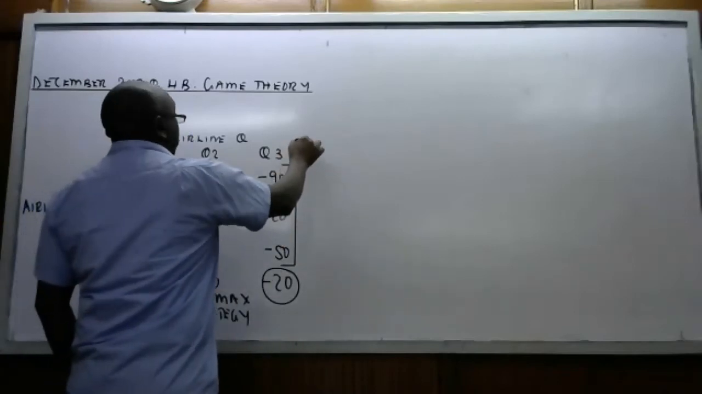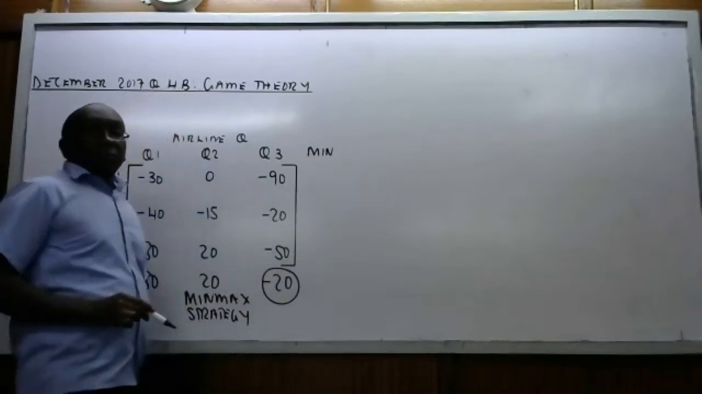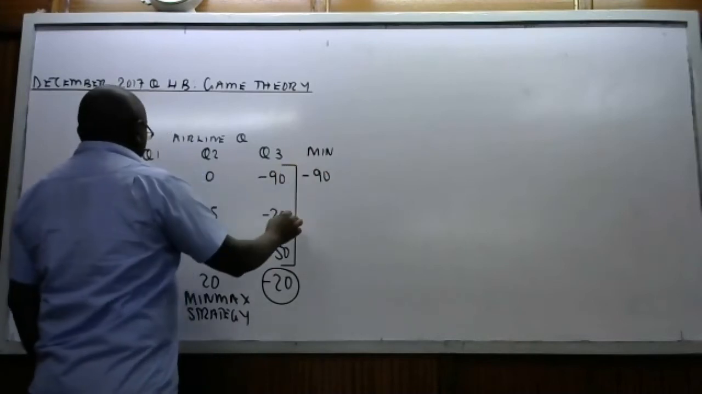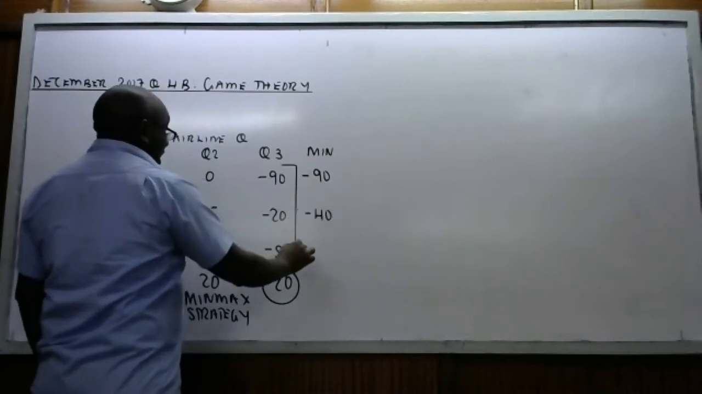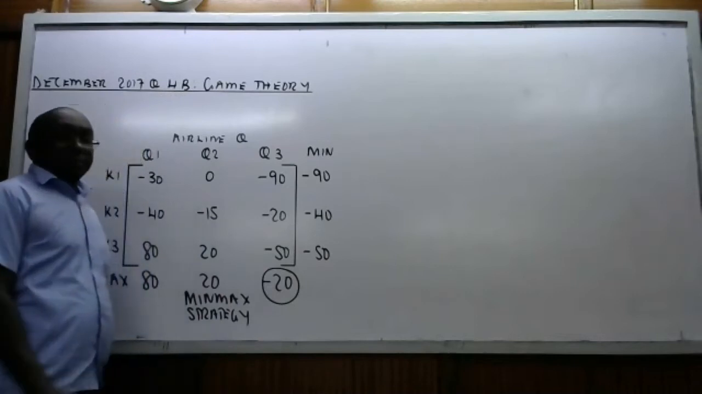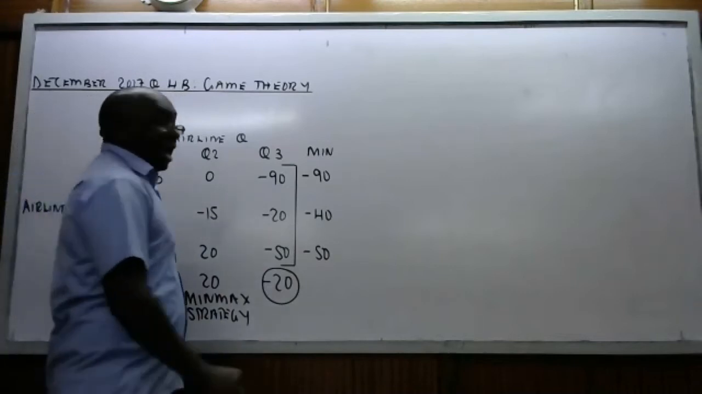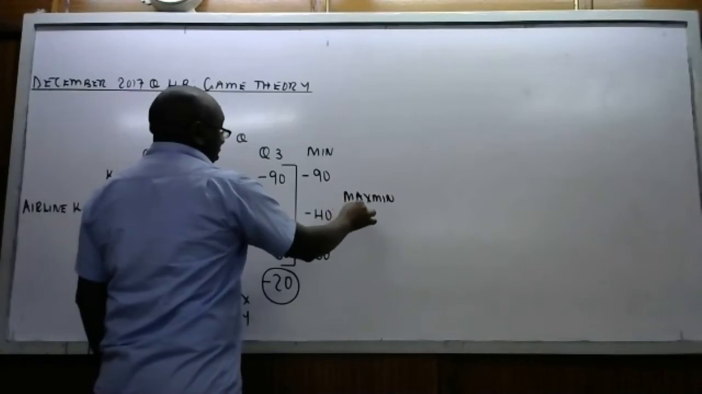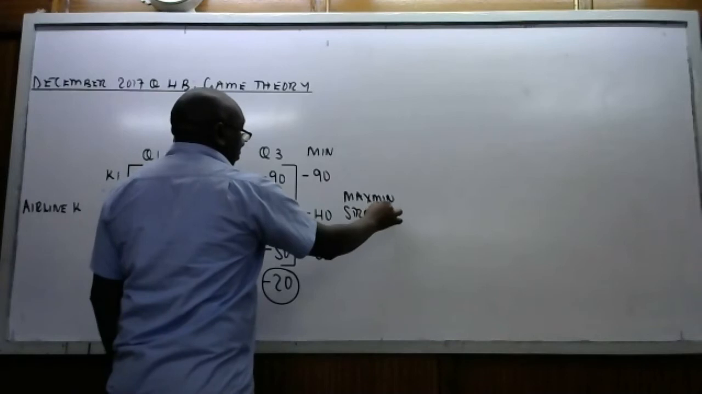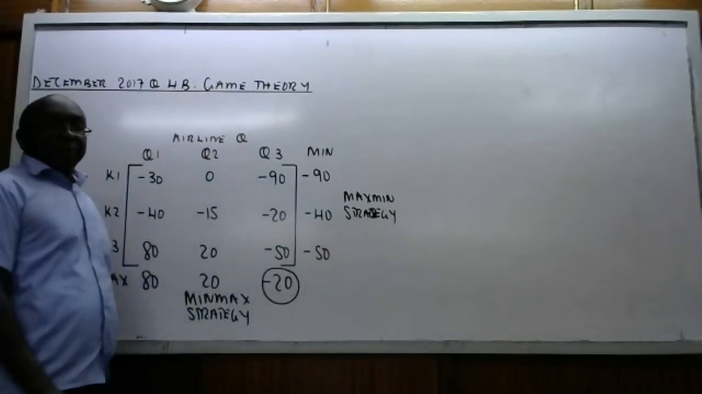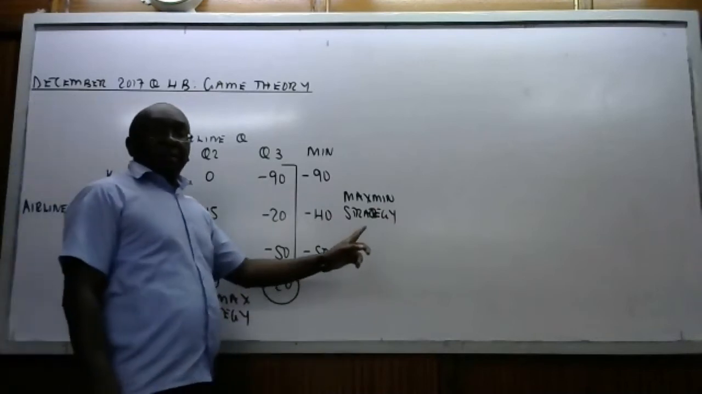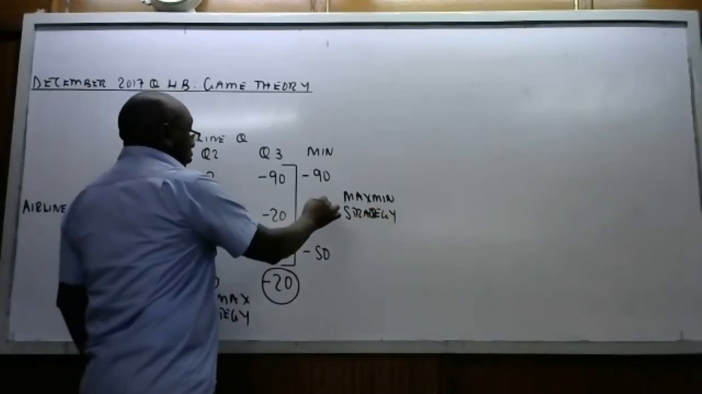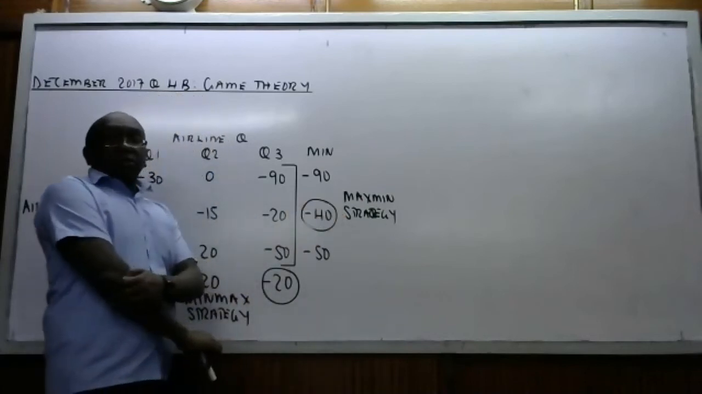Then on this side, you come and extract the minimums. So the minimum here is minus 90. Here is minus 40. And this is minus 50. Then I told you here we use the max-min strategy, meaning we will pick the maximum of the minimums, which happens to be that one.